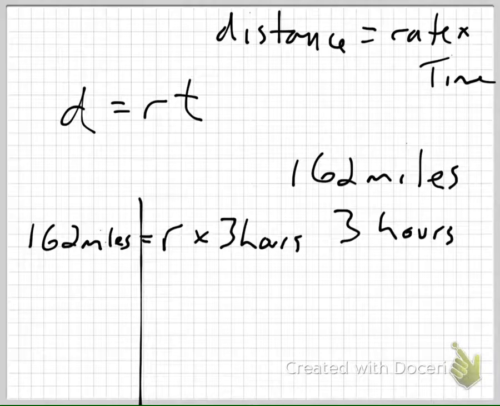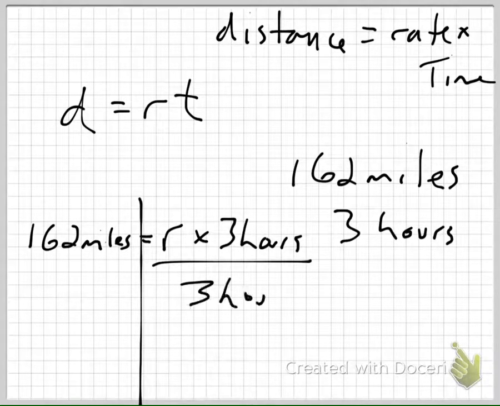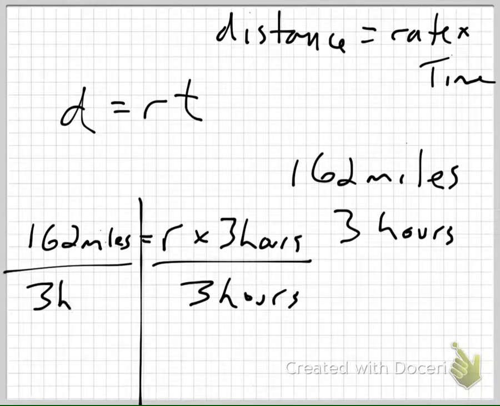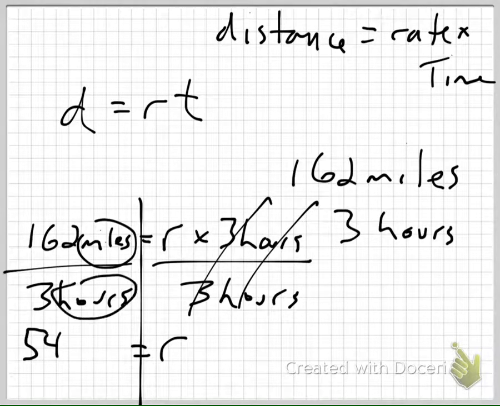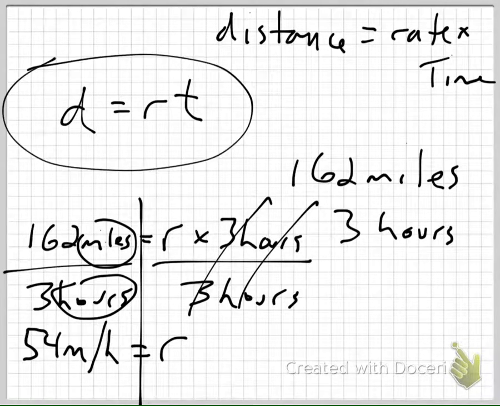What's the 3 hours doing to him? Multiplying him. What do I do with that? Divide by 3 hours. That gets rid of this guy, right? He's gone. That leaves me with R equals, what's 162 divided by 3? 54 what? Miles per hour. Does that make sense? The rate is 54 miles per hour. I used the formula that was handed to me to solve that. Does that make sense? Okay.